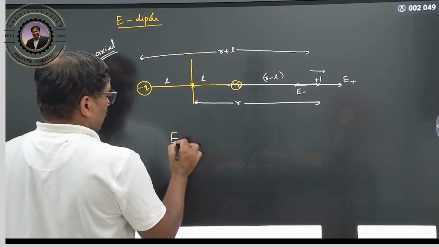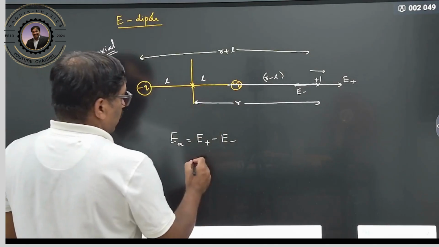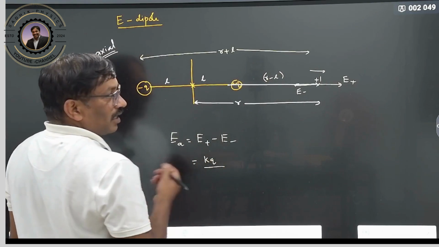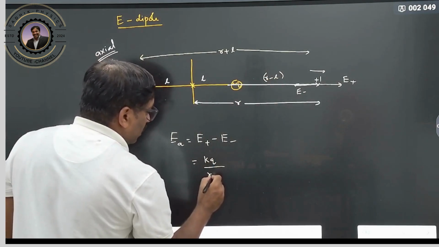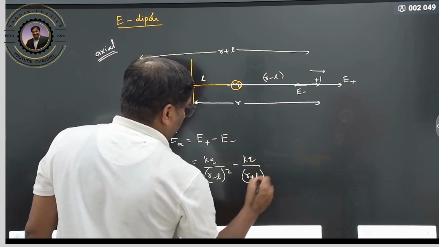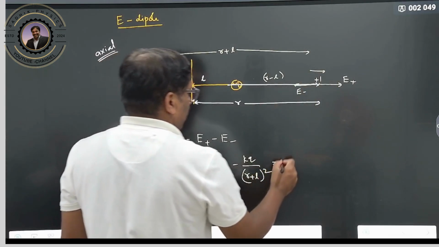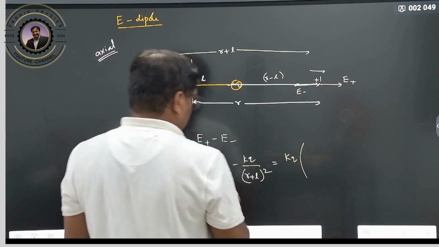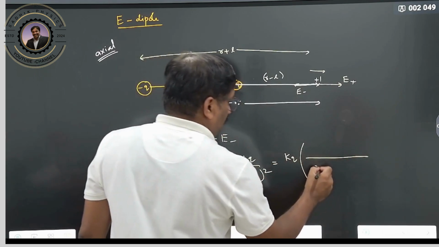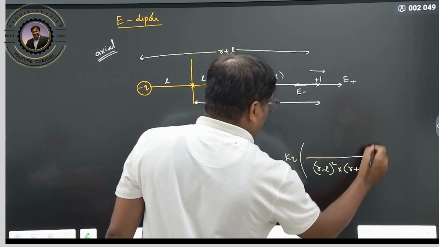Now along the axial, you can write E due to plus minus E due to minus. E due to plus is KQ by r square, where r is r minus L, so it is KQ by (r minus L) whole square minus KQ by (r plus L) whole square. Now we can rewrite it as KQ times 1 by (r minus L) whole square into (r plus L) whole square, simplifying this.